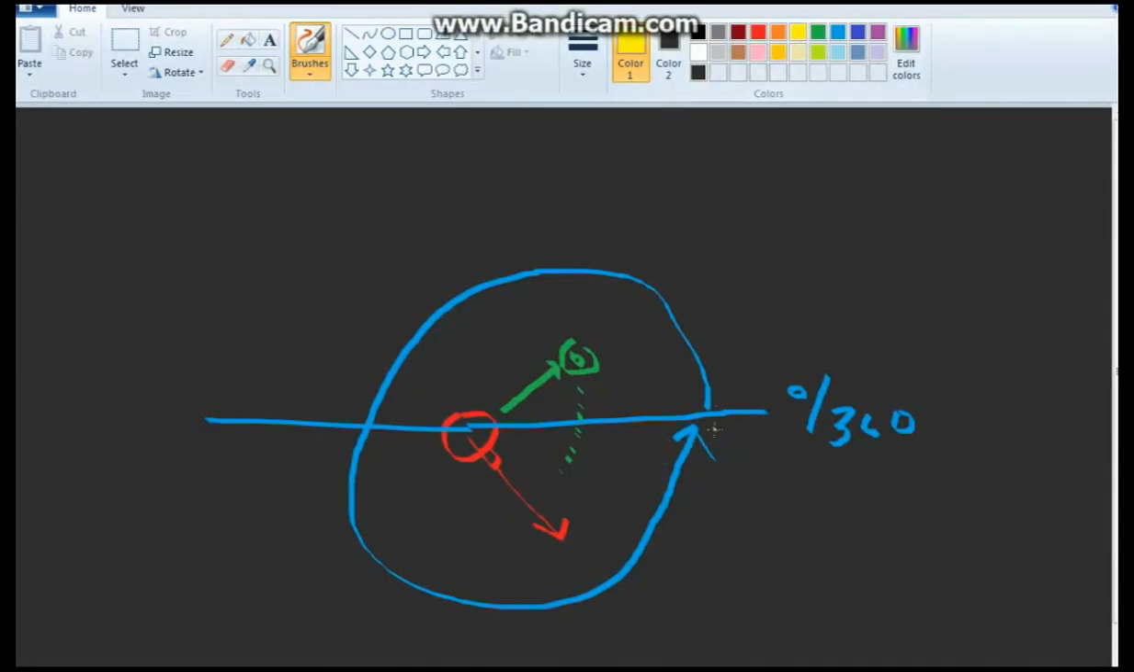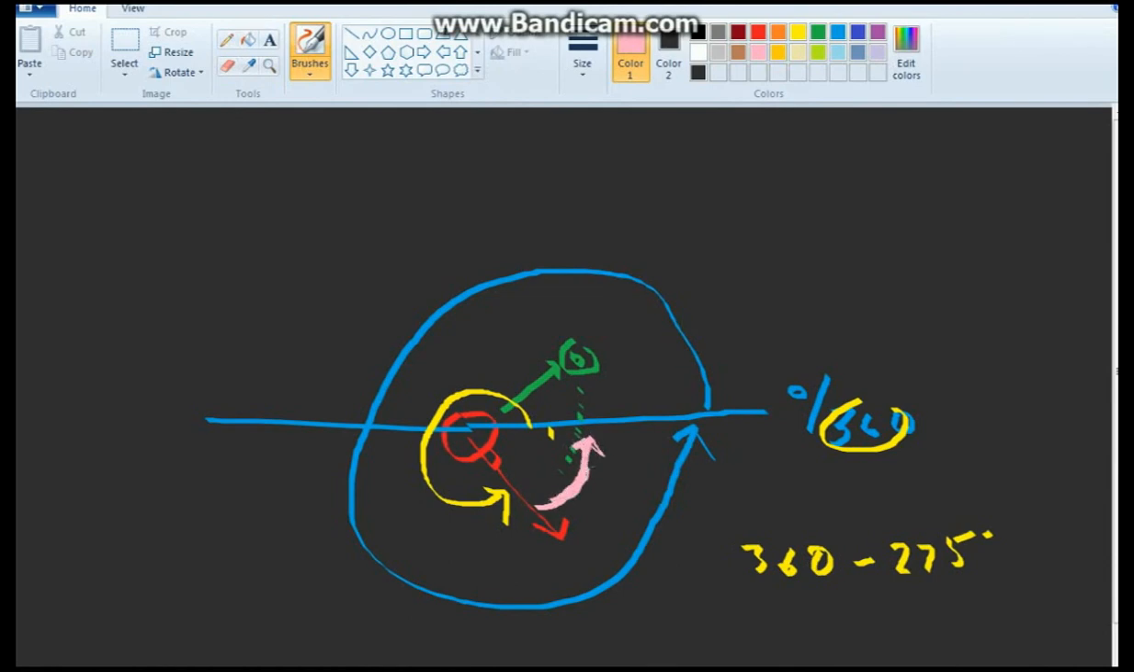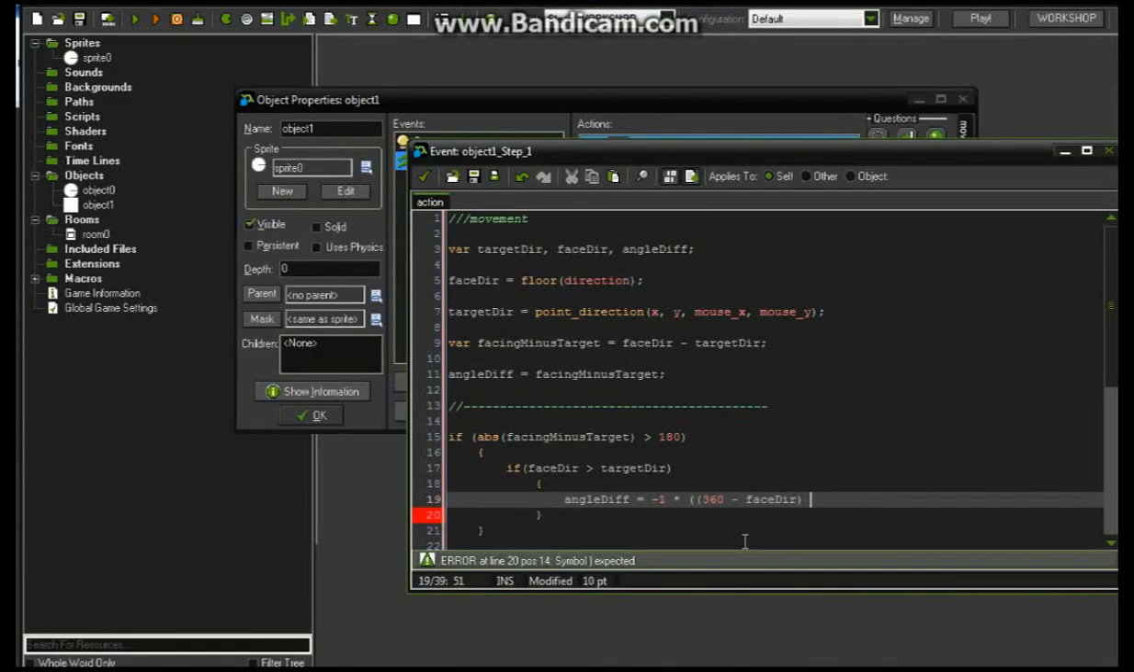So this number, 360 take away our facing direction, which is right here. So let's just say that's 275 or something. So by doing this, we calculate this difference here. That's how we get this angle right here, by subtracting 275 from 360.